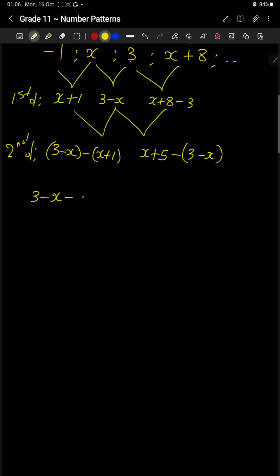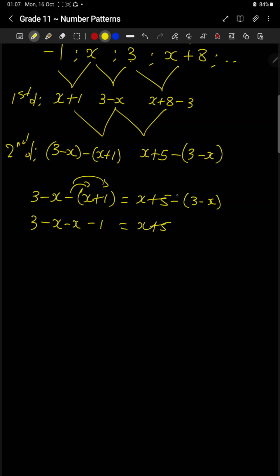So let me just drop it as they are, and just copy down everything here, just before we do anything. Okay, now we can begin to work it out. So 3 minus x, so negative times that, minus x and negative 1, and x plus 5, negative times that one, minus 3, and plus x.